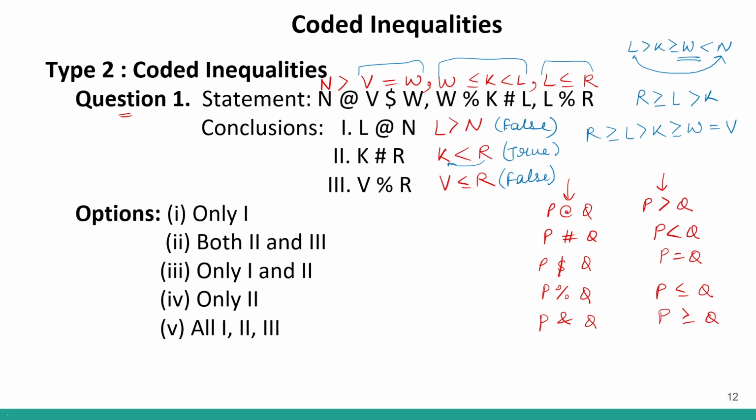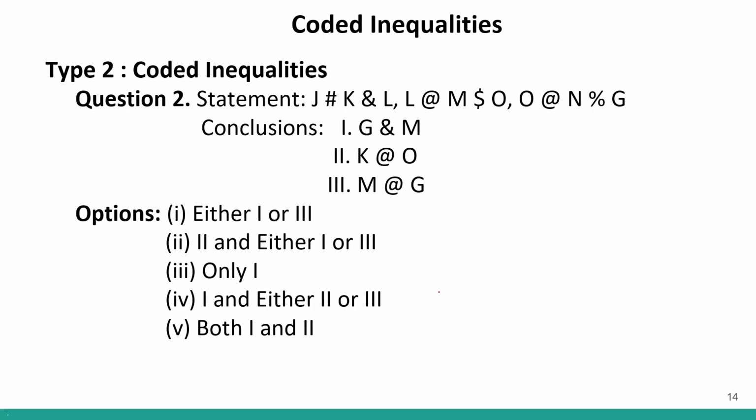So basically, only 2 conclusion is true. My answer will be option number 4, only 2. Clear? So this is how you solve questions on coded inequalities. You first convert them into direct inequalities and then find the answer. Moving on to question number 2.